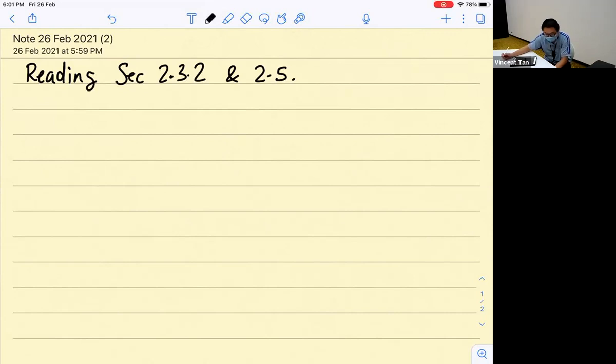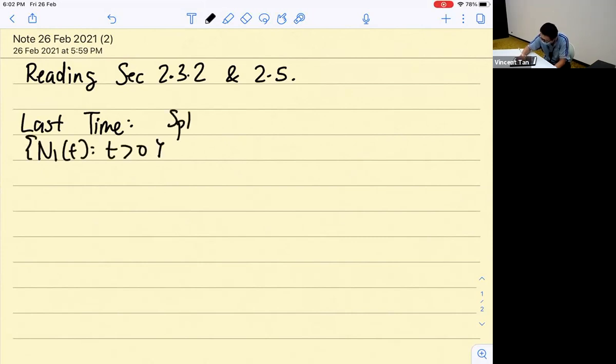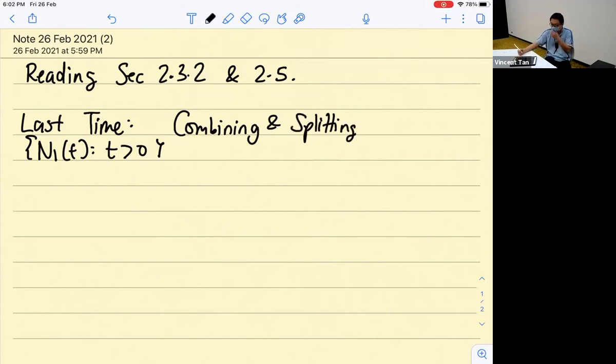All right. So last time we ended off by talking about splitting and combining of Poisson processes. So let me recap that. I think I should do combining first and splitting. After we do this, we will talk about several examples.